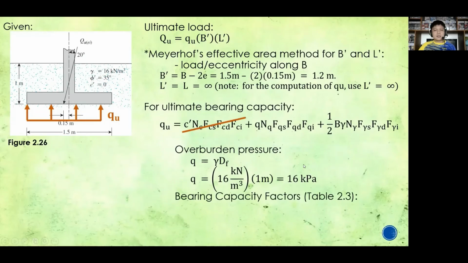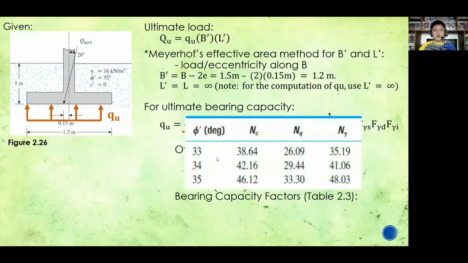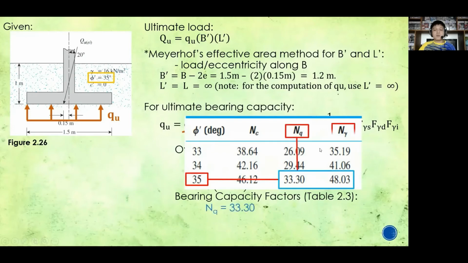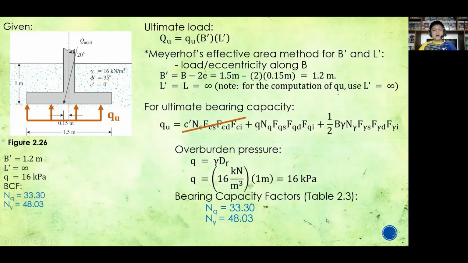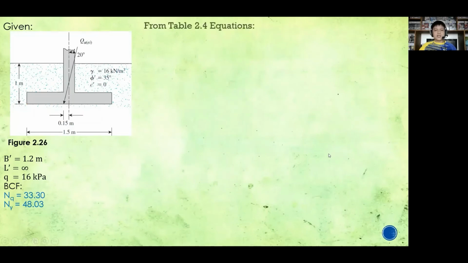Bearing capacity factors, again under general bearing capacity equations using table 2.3. Our phi prime is 35, thus our NQ is 33.3 and our N gamma is 48.03. Set aside our identified values. And for our additional factors, we use table 2.4.